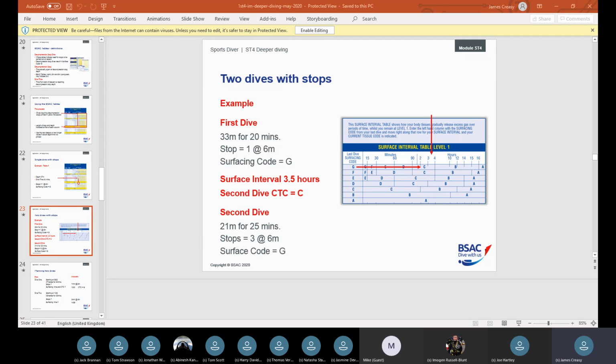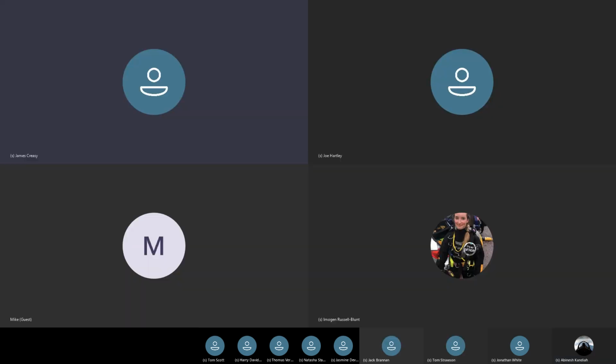So now that we have the tissue code of C, if you notice before when we did the first dive, we used, God, this is annoying. This is so much easier in person.